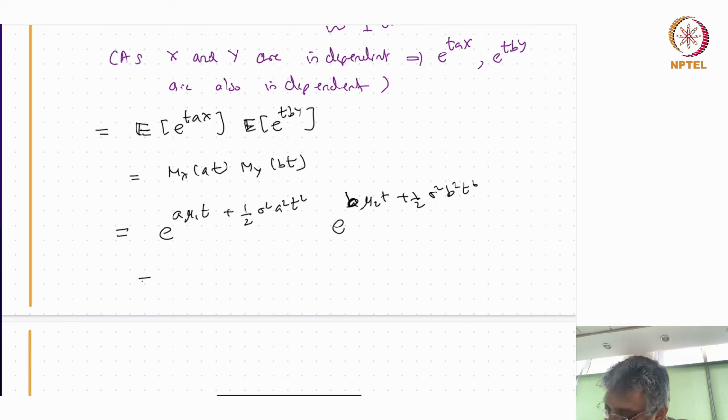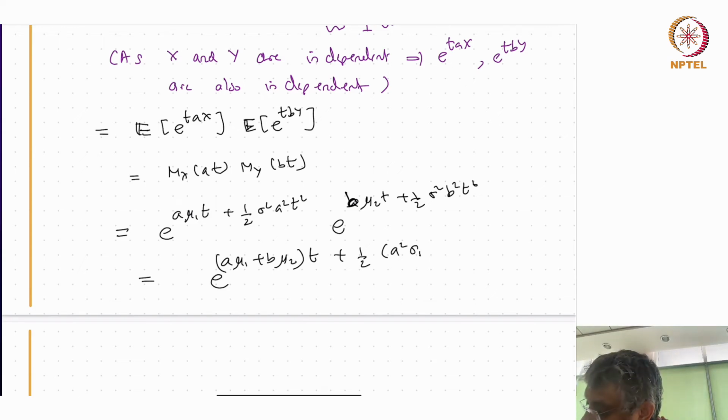So if I combine everything together, what do I get? I get e to the (a mu1 plus b mu2) times t, and then here I'll have 1/2, and what do I have inside? I have sigma squared a squared from the first one, sigma squared b squared from the second one. So there'll be a squared sigma 1 squared plus b squared sigma 2 squared, times t squared. That's what I have.